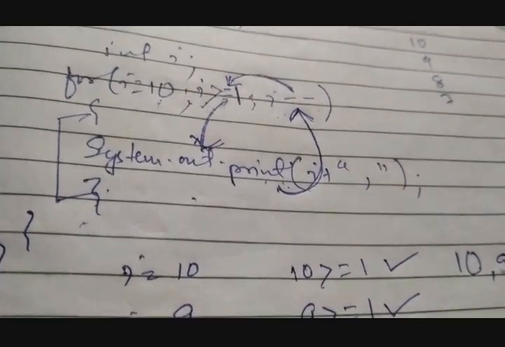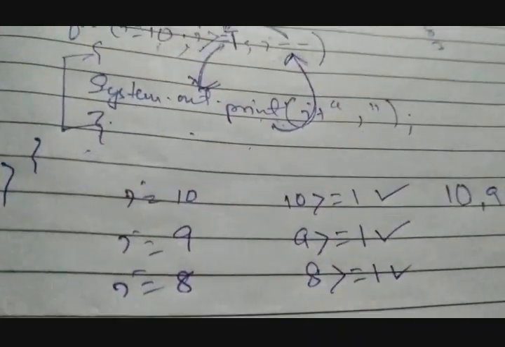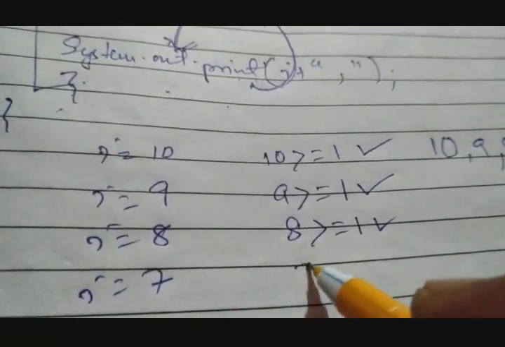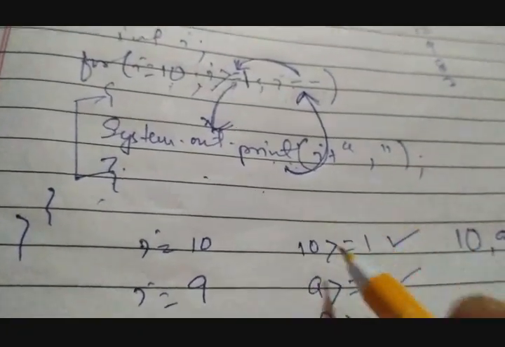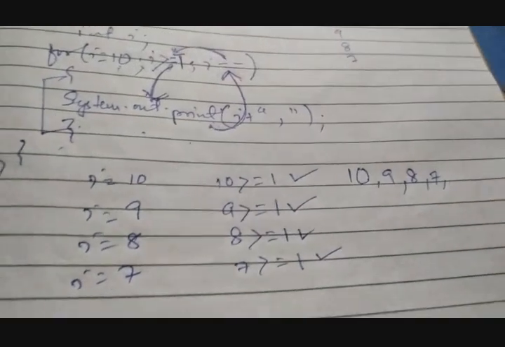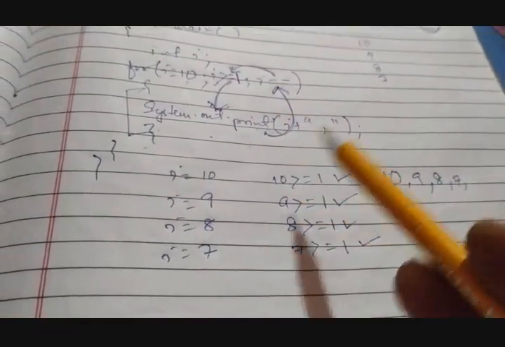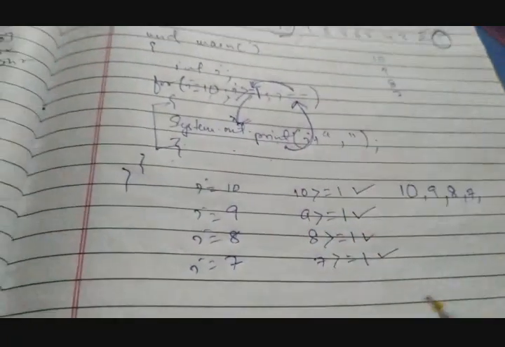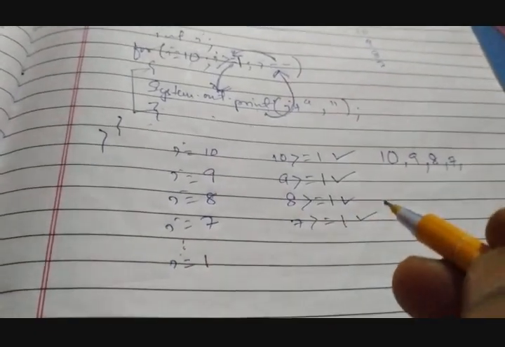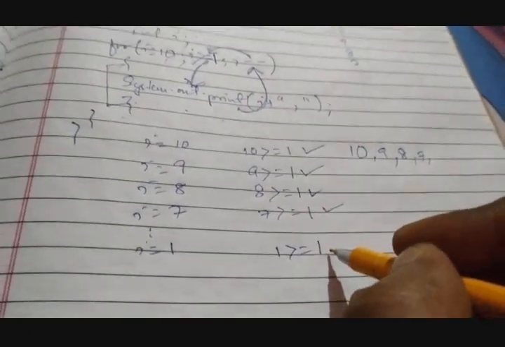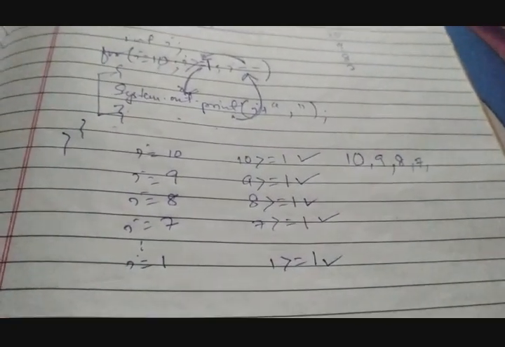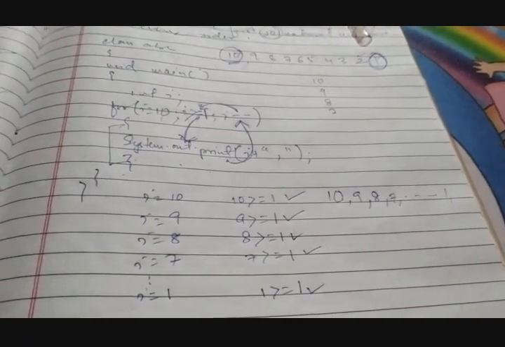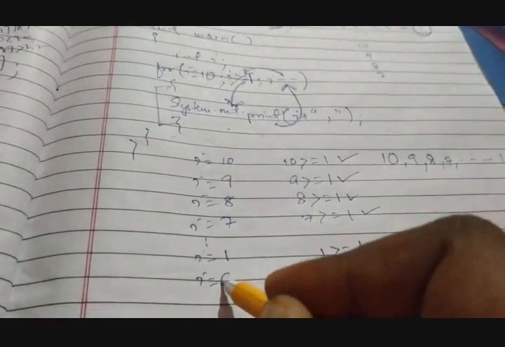Then again it goes for a new value and I changes to 7. Now this 7 is tested here. 7 is greater than equals to 1, the condition becomes true, and it prints 7 comma. Then 6, 5, 4, 3, 2, 1. When I becomes 1, is 1 greater than equals to 1? Yes, true. It is not greater, but it is equal. True, it prints 1 comma. Okay, after that the value of I becomes 0.